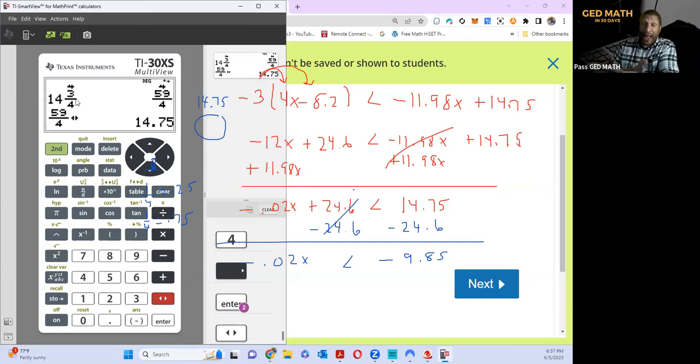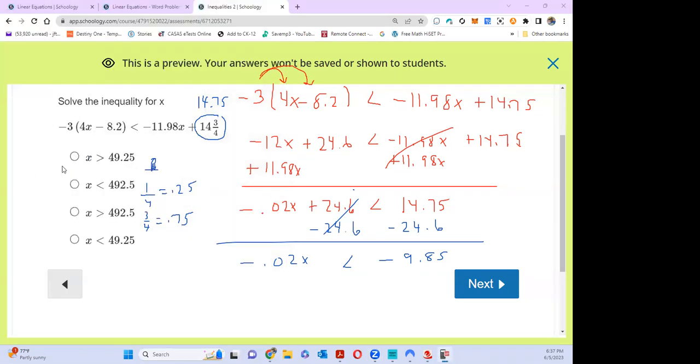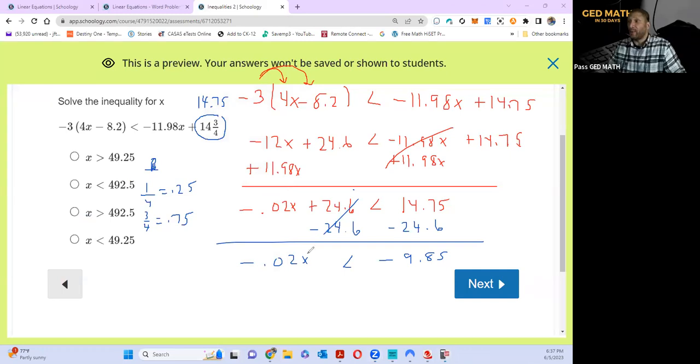Now, right there, I changed 14 3/4 to a decimal, 14.75. I didn't waste no time. I didn't do 1/4 times 3. I didn't do any of that. But learn how to use this calculator. So now let's continue on. I got 0.02x is less than minus 9.85.